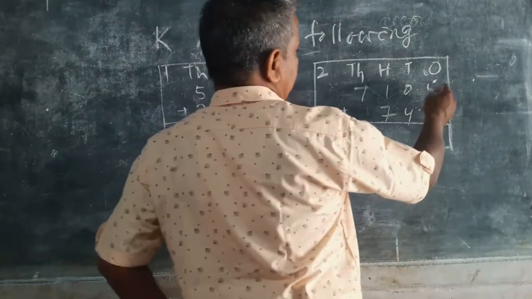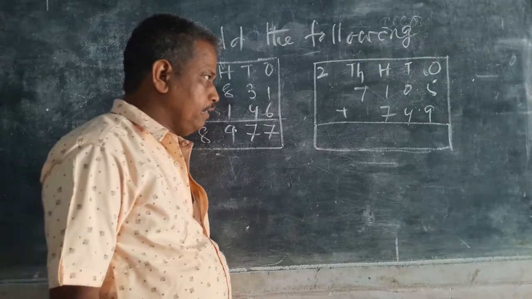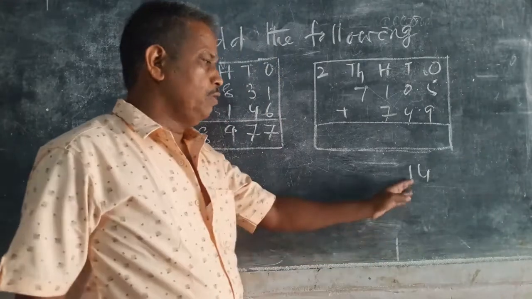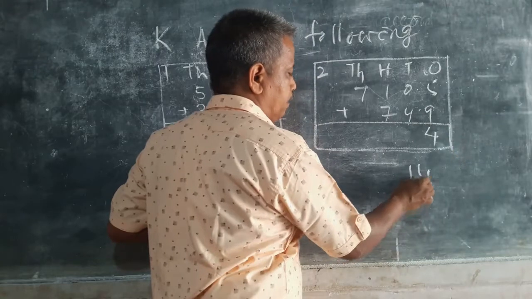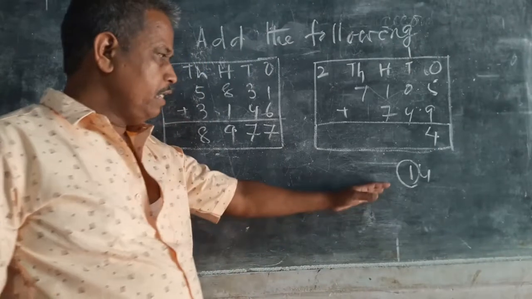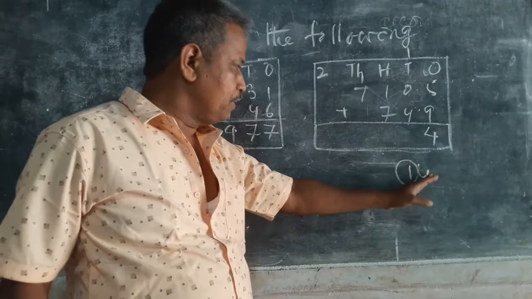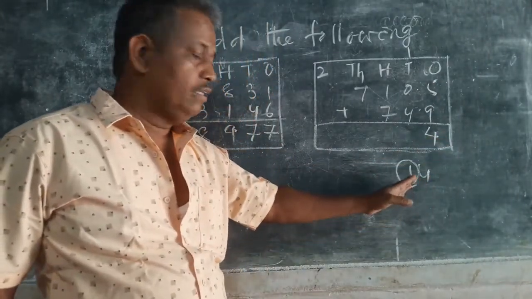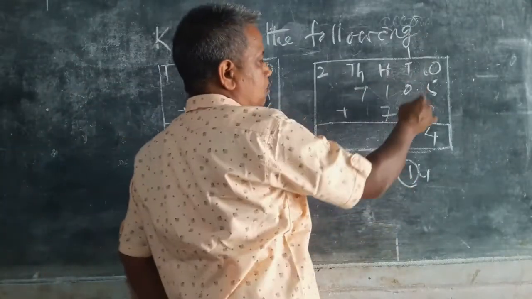Here, in 1's place 5 and the next number 9, when we add 9 plus 5 is 14. So, we will put 4 in 1's place and we will carry the 1 to the tens place. Okay, you see how it is. The sum of 9 plus 5 is 14. We will write 4 in ones place and carry the 1 to the tens place. Then add 1 plus 0 plus 4.